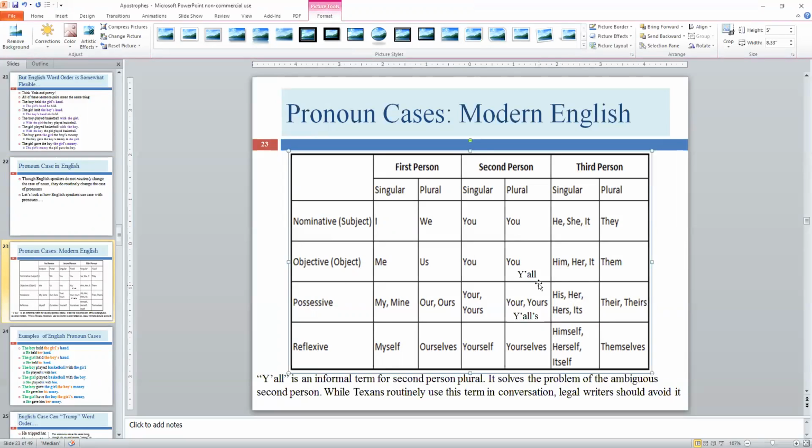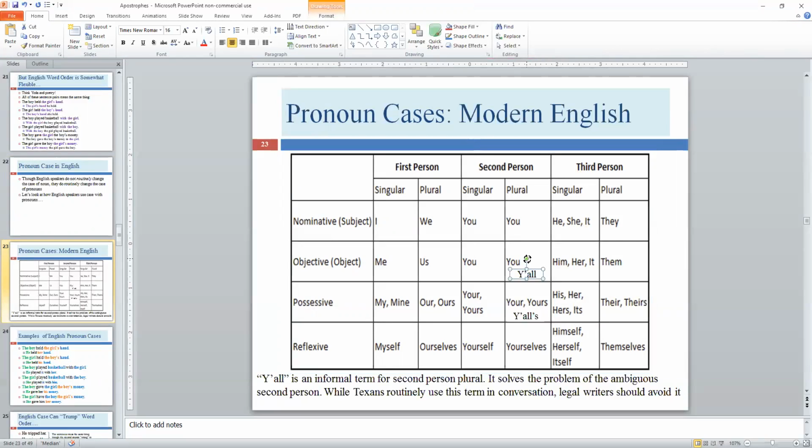In fact, on this board, with the exception of these informal ones, which I'm going to remove because they're informal, we're not going to use them in writing, none of these have apostrophes on them. I, we, you, he, she, it, they, me, us, you, him, her, it, them, my, mine, our, ours, your, yours, yours, his, her, hers, its, their, theirs, myself, ourselves, yourself, yourselves, himself, herself, itself, themselves. There's not a single apostrophe in this whole list. We don't use apostrophes to communicate possessiveness with our pronouns. We don't do it in English.